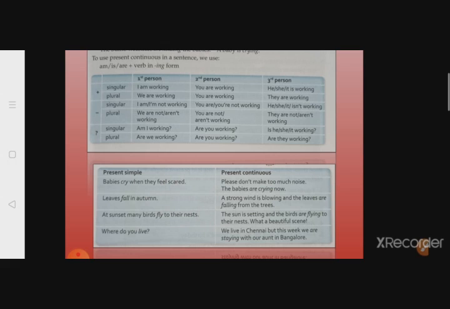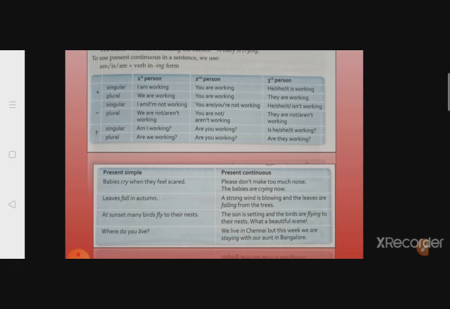And when we write a present continuous sentence, please don't make too much noise. The babies are crying now. So यहाँ पे आप देख सकते हो कि यहाँ पे crying की जो action है वो अभी हो रही है. You can see the word used now. That means this sentence is in present continuous tense.